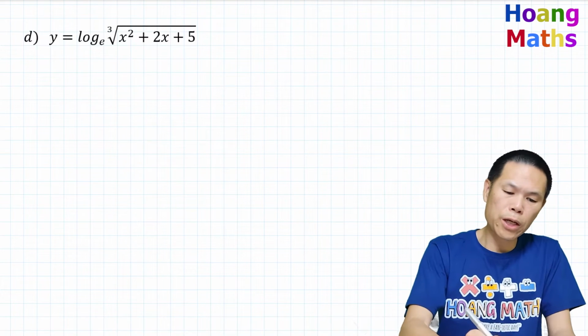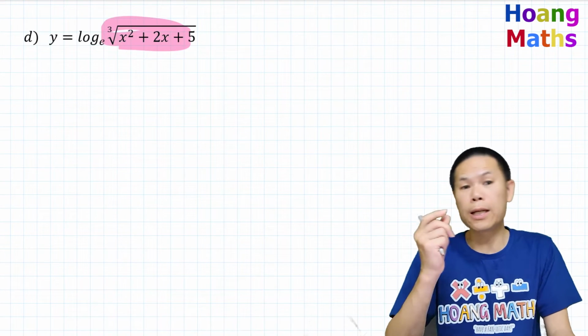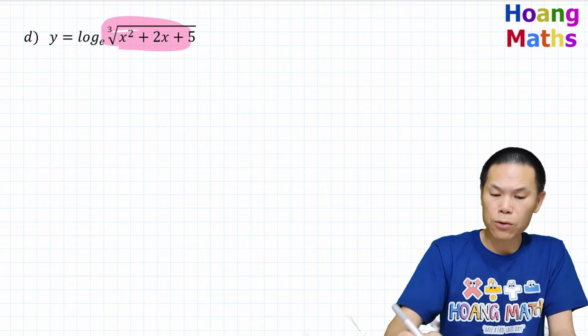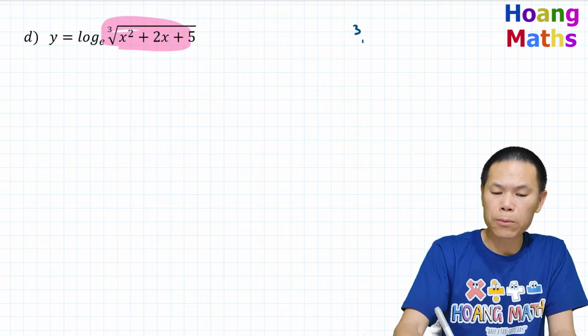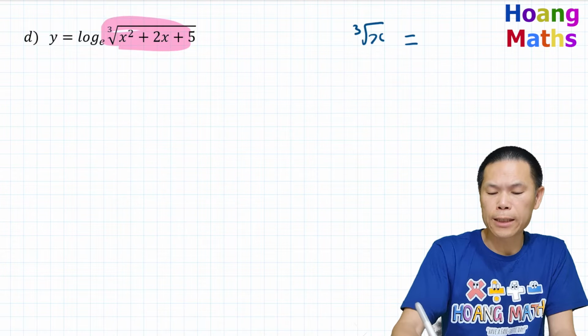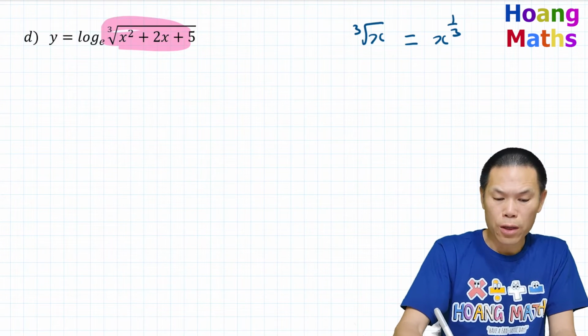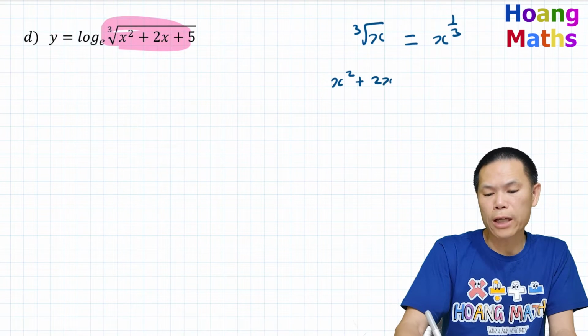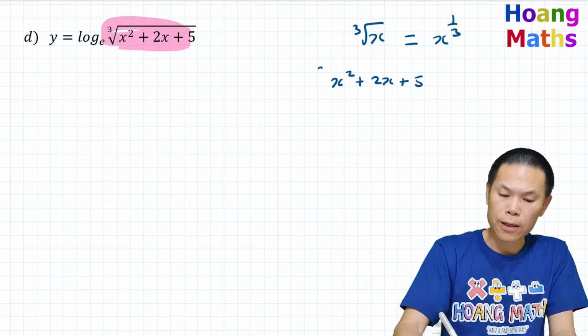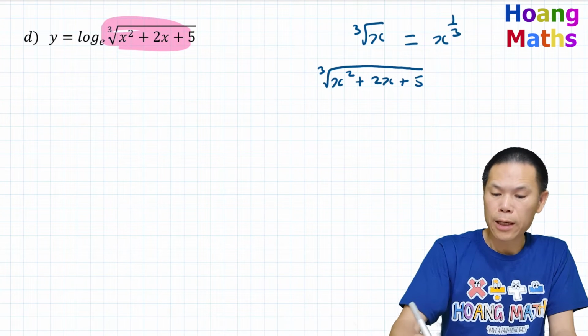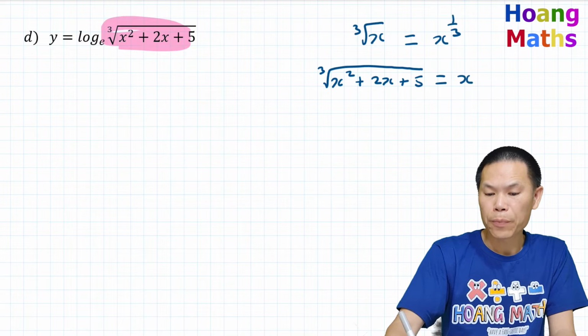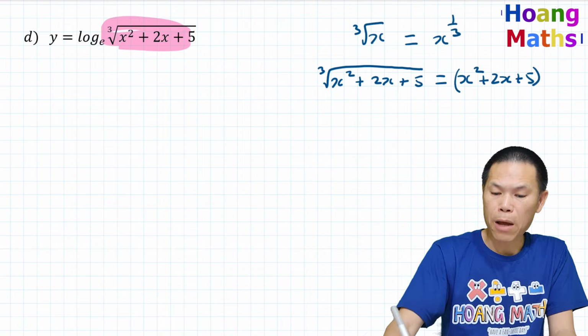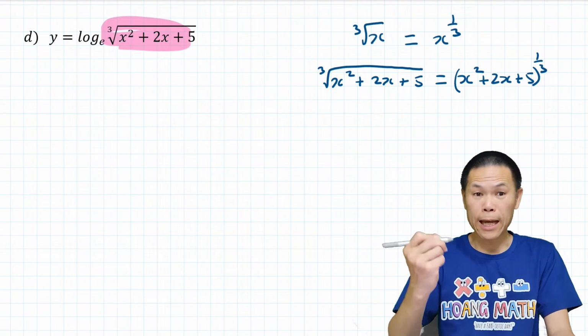Part D. So we need to write this into index form first. Okay, so let me just write this down. Remember, cube root of x is exactly the same as x power 1/3. So therefore, we know that cube root of x squared plus 2x plus 5 is exactly the same as x squared plus 2x plus 5 to the power of 1/3. Okay, so exactly the same.